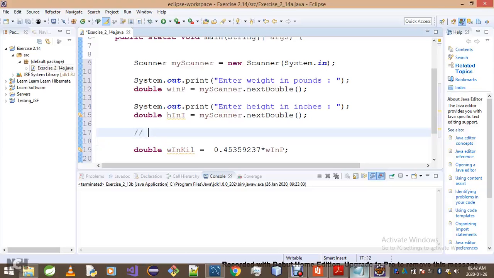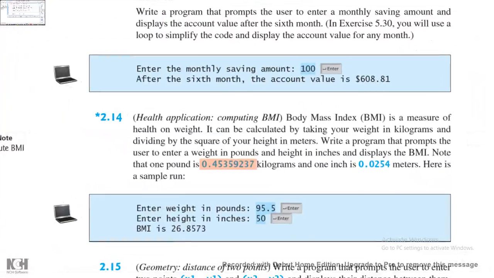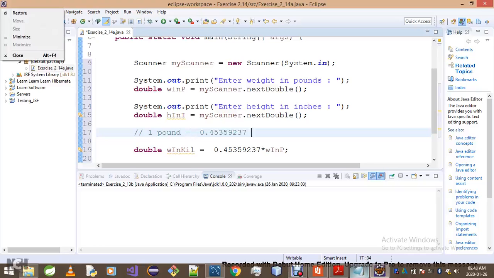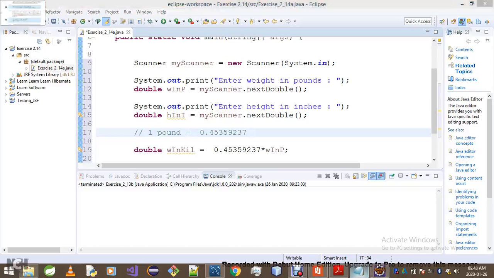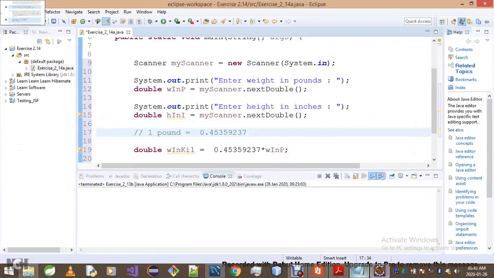But this is what we know. Note that 1 pound is that number. So 1 pound is equal to that many kilograms, if I'm not mistaken. Of course it is kilograms, okay? Kilograms.